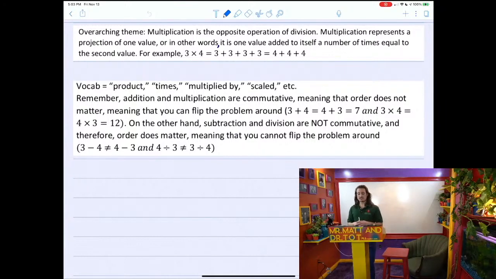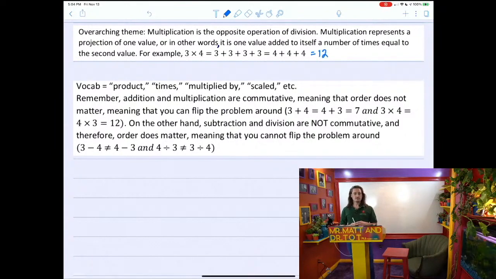So for example, 3 times 4 is 3 four times, 3 plus itself 4 times, or it's 4 three times, 4 plus itself 3 times over. 3 plus 3 plus 3 plus 3 is 12. 3 plus 3 is 6, 6 plus 3 is 9, 9 plus 3 is 12. 4 plus 4 plus 4 is also 12. 4 plus 4 is 8, 8 plus 4 is 12. So in all regards, any way we write them, all of these values sum up to 12.